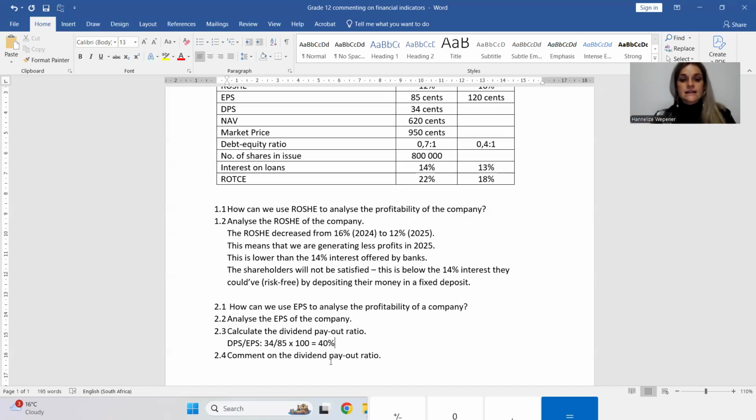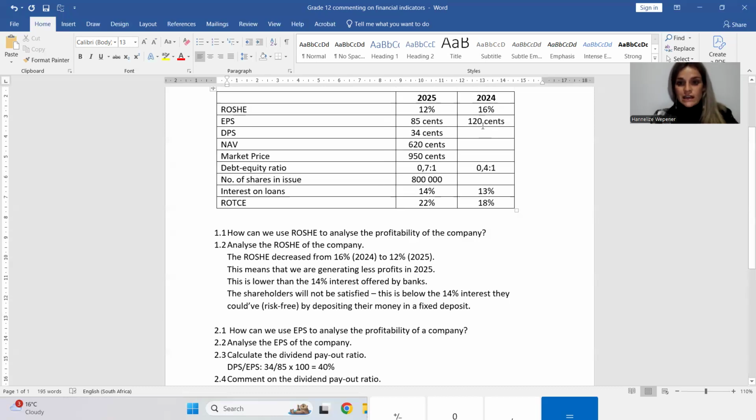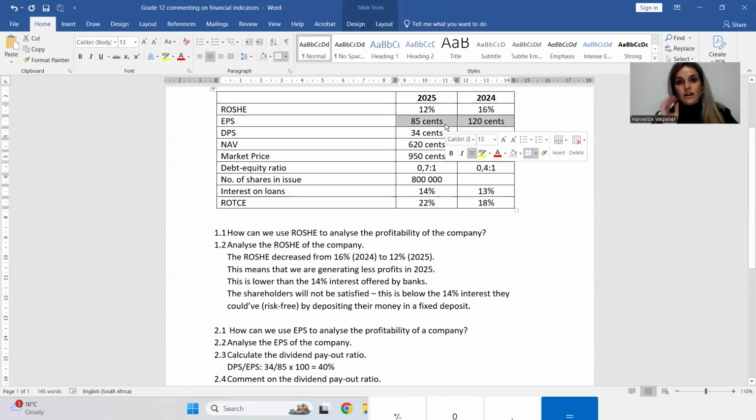So in this case, I would have been satisfied as a shareholder if this was the payout ratio. The reason being that the earnings per share decreased since last year. So I can't expect a high dividend payout if my earnings per share are already on the decline. So we need to be realistic as well. If the profits are on the decline, then you can't expect high dividends.